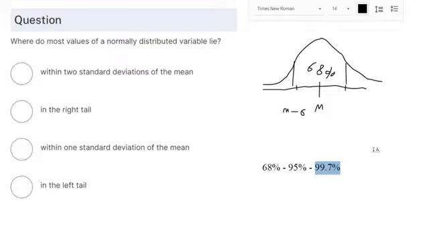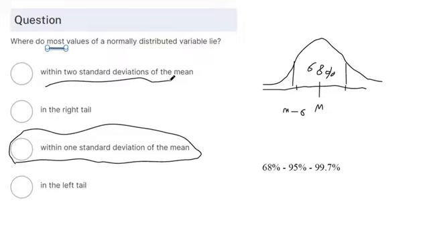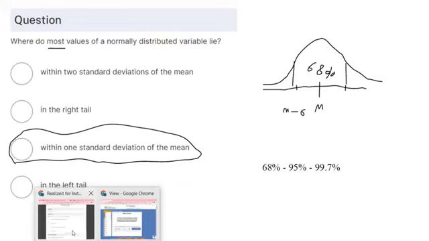So where do most of the values of a normally distributed variable lie? They lie near the mean, right? 68% of them are within one standard deviation of the mean. 95% of the data set lies within two standard deviations away. So most, it could be either one of these, but I think when they mean by most, don't they mean more than half? Because look, 95% of the data is within two standard deviations of the mean, so that's true too. So let me check and see what they like for an answer in this one.